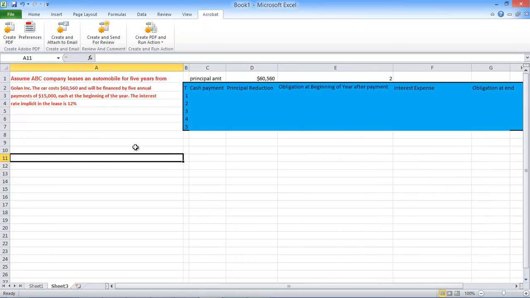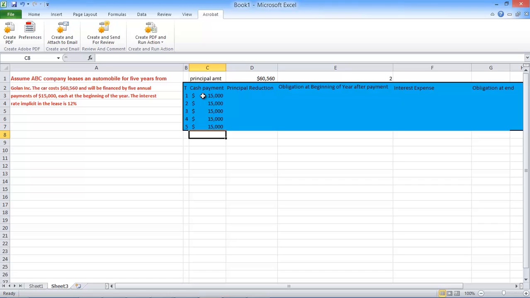So you have this principal amount which is 60,560. This is the cost. And you're making a cash payment of 15,000 each year. Okay. So at the beginning, since we paid this 15,000, we have reduced our obligation.